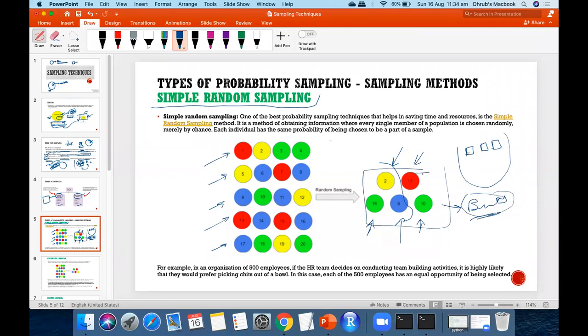Understood how to do the sampling of this? This is a very common method of sampling, and in all our lives we would have used this particular sampling, and that is the reason it is called simple random sampling.